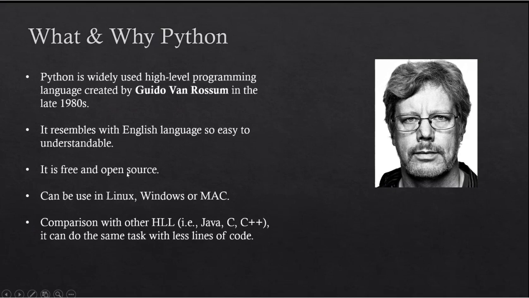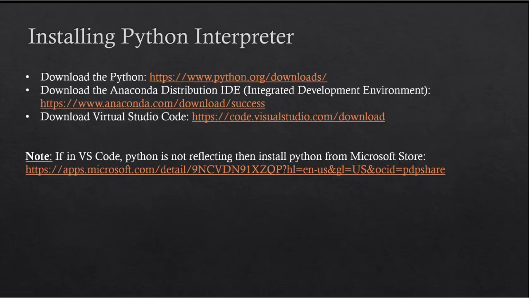Open source means you can use the Python syntax to make your own program. You can use this language and create your own program. So it means it is open source and it is free. You can use it in Windows or Linux or even Mac, on any operating system. And if we compare with other high level languages like C or C++ or Java, in Python we need to write very few lines of code to do the same task as in Java or C++.